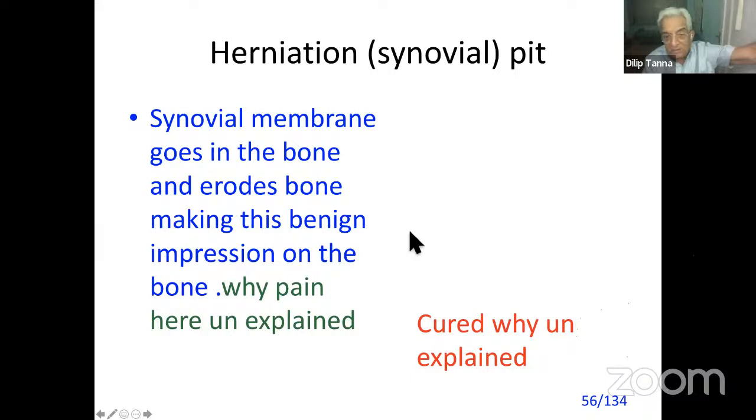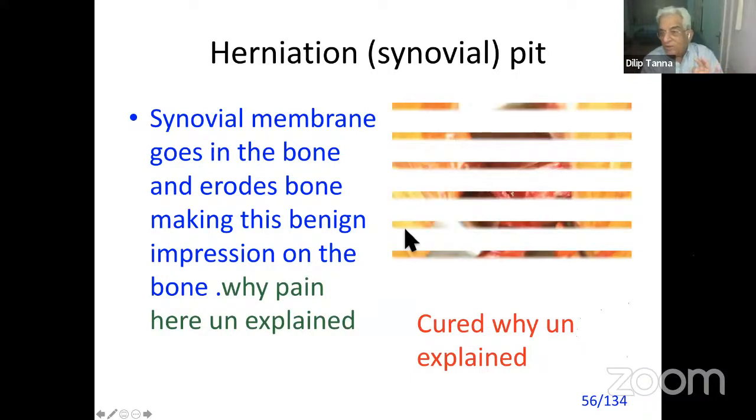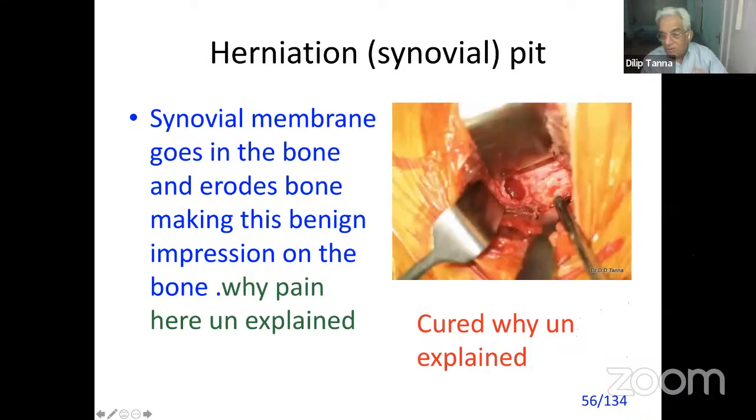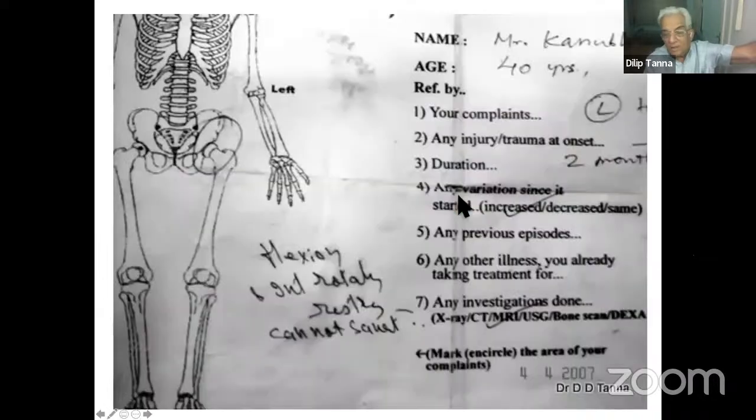The only finding, as I mentioned, was some restriction of movement. So the head is stronger than the machine, because the investigation we ask for is also based on our thought process. This is a 40-year-old patient, pain in the hip. These are my findings. Here is my case sheet, which I give to the patient. 40-year-old, 2 months, left hip.